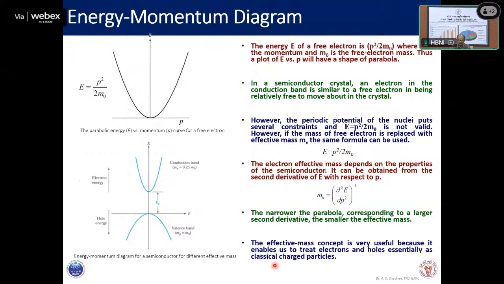The effective mass concept is very useful because it enables us to treat electrons and holes essentially as classically charged particles. As I said, even if the electron is not allowed to have that much energy, I can still say that it has the energy, but its mass has become infinite.